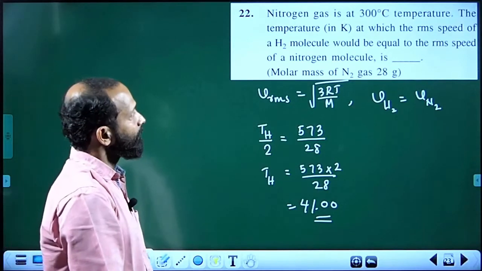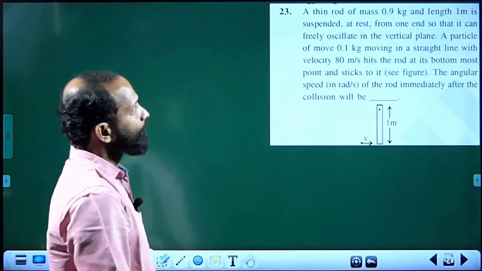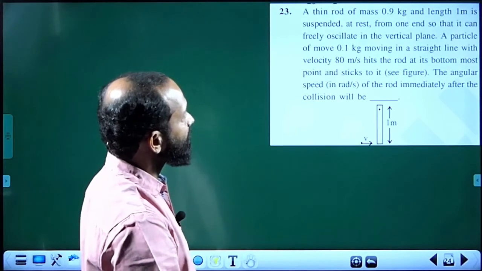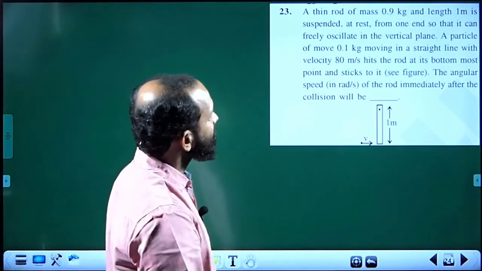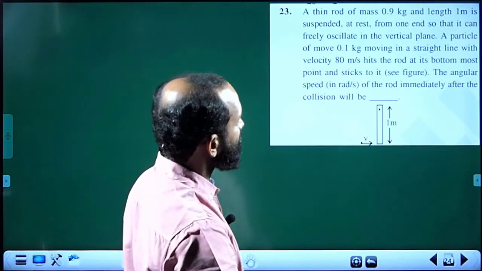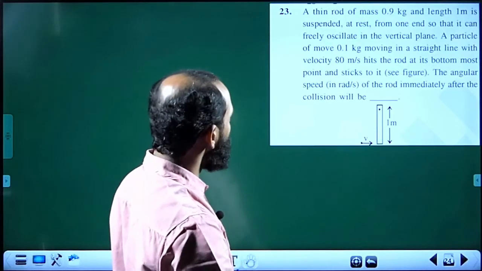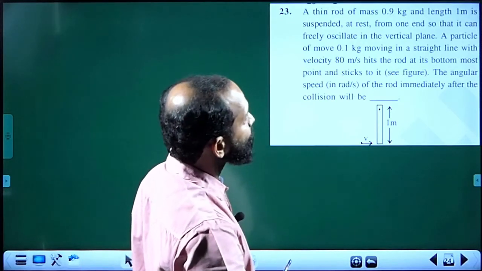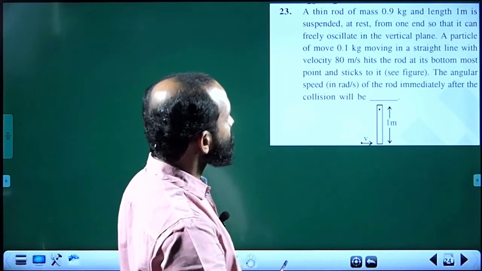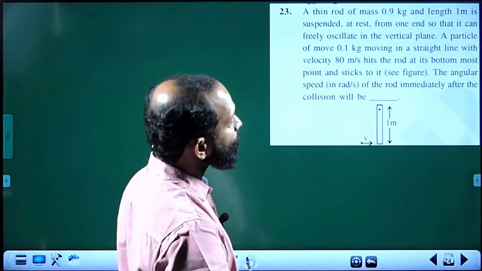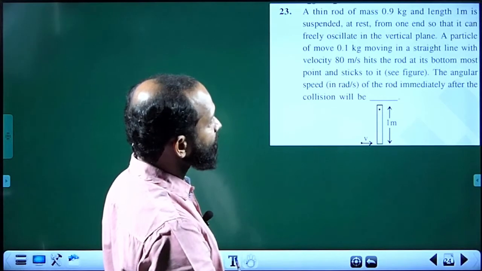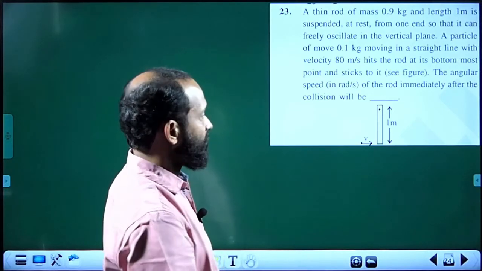Numerical. Next one, a thin rod of mass 0.9 kilogram and length 1 meter is suspended at rest from one end so that it can freely oscillate in the vertical plane. A particle of mass 0.1 kilogram moving in a straight line with velocity 80 meter per second hits the rod at its bottommost point and sticks to it. Find the angular speed of the rod immediately after the collision.